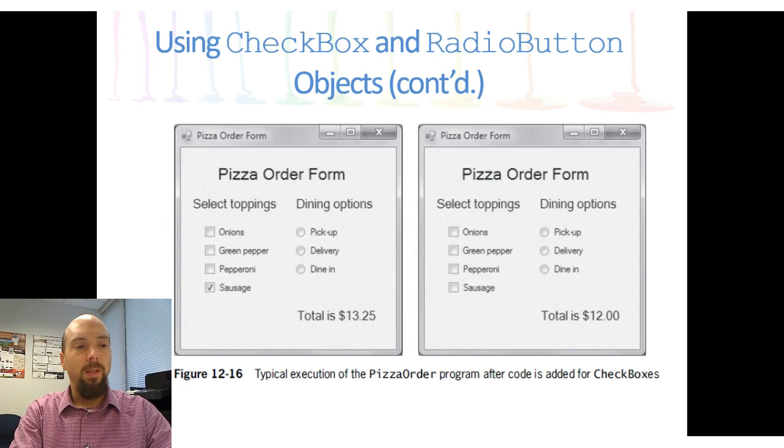All right, so in this case here we have the pizza order form. So what happens is, you go through, you select the toppings that you want, then you select the dining options, and then it will show us the total amount down here at the bottom.